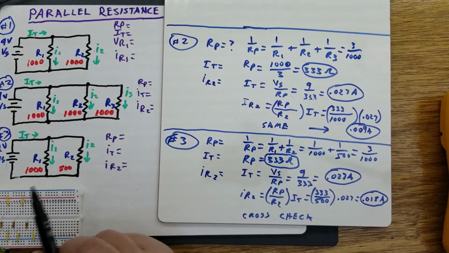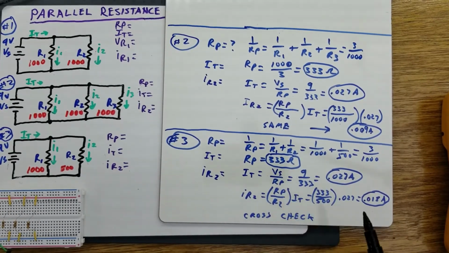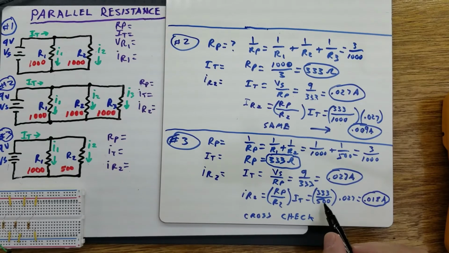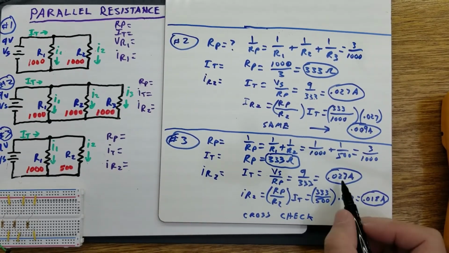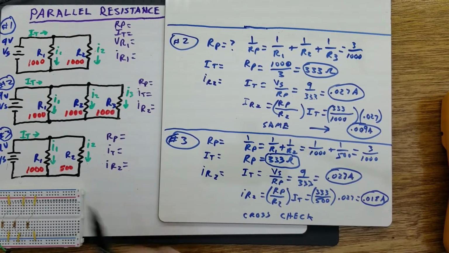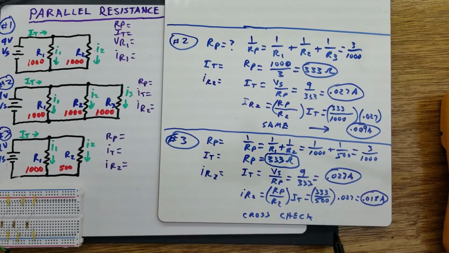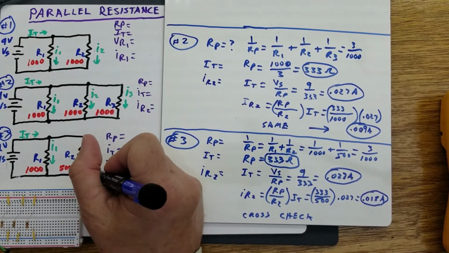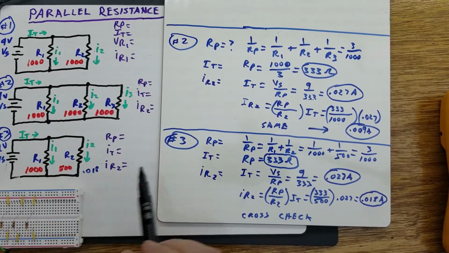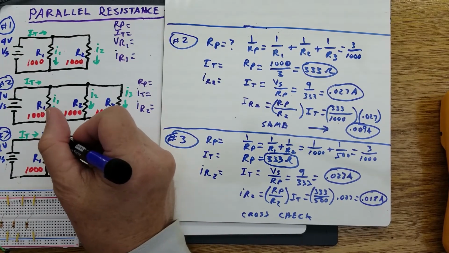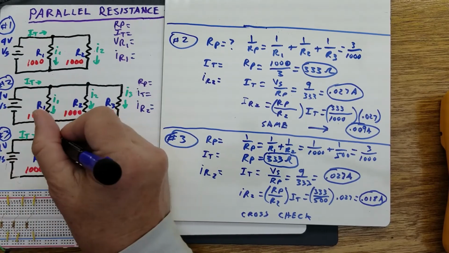So IR2 is going to be RP, which is your parallel resistance, which we found to be 333 ohms. You divide that by R2, which is 500, and then you multiply that times 0.027, which is our total current, which we came up with. And that gives you 0.018 amps. Now that means that you have 0.018 amps going through this one here, and the remainder is going through of the 0.027 amps.